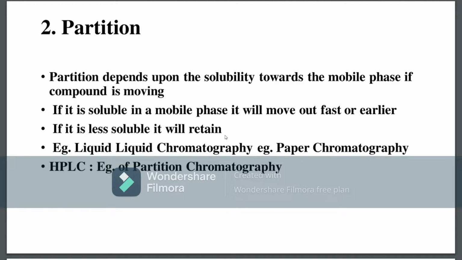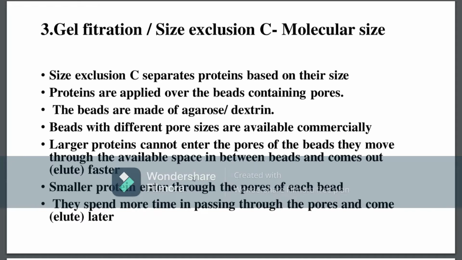An example is liquid-liquid chromatography or paper chromatography. HPLC is also an example of partition chromatography. Now the third mechanism is gel filtration or size exclusion chromatography, which is based on molecular size. So size exclusion chromatography separates proteins based on their size.